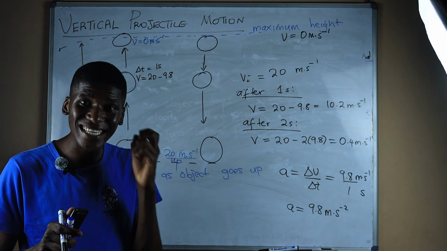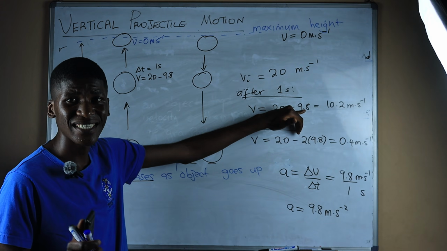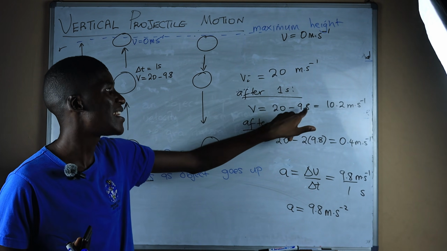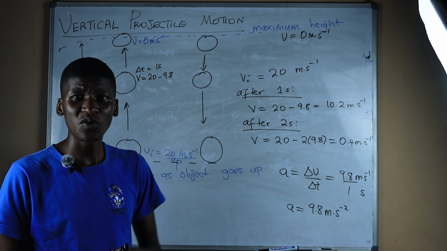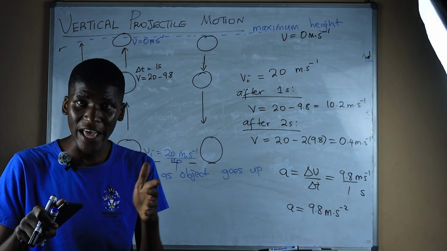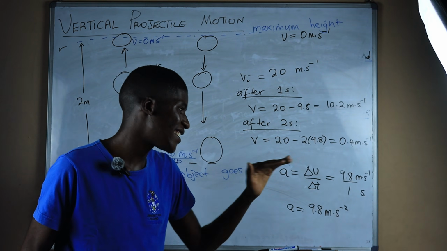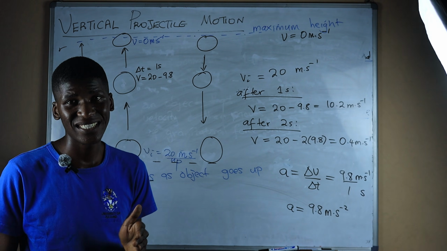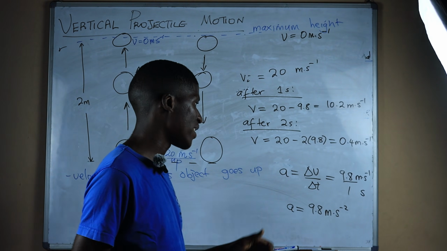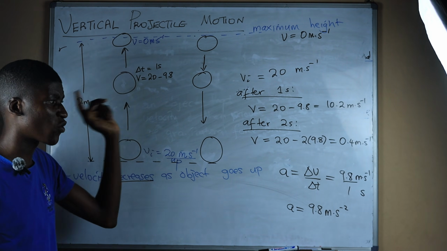And for how long did that take? It took 1 second for this velocity to change by 9.8, because after 1 second, we decreased the initial velocity by 9.8 meters per second. So that is why we say that our acceleration for all objects that are undergoing a free fall motion, all the projectiles, is 9.8 meters per second squared. Okay, so now you get the sense of where this is going, right? It simply means that this object decreases its velocity as it is going up.